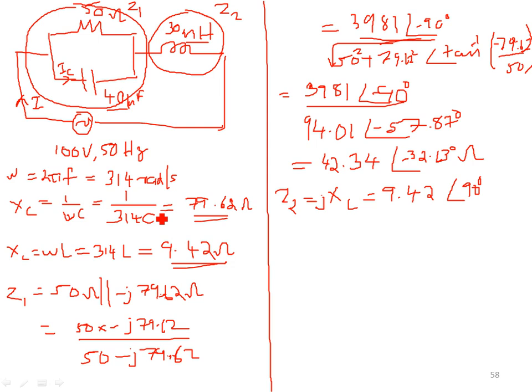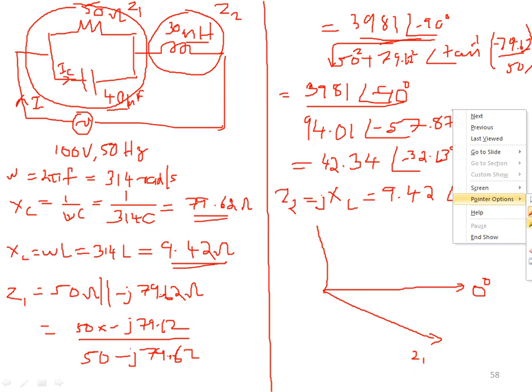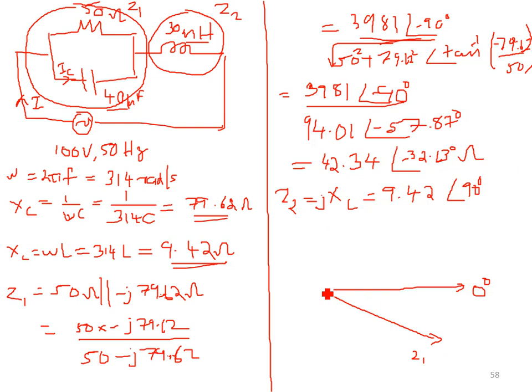Now see. Now you can see that Z1 and Z2 both are in series. Z1 and Z2 are in series combinations. Now, if I am drawing a phasor for that, I am taking the reference as 0 degree, for example. Z1 is at an angle minus 32.13 degree. So this is Z1. Z2 is at an angle plus 90 degree.